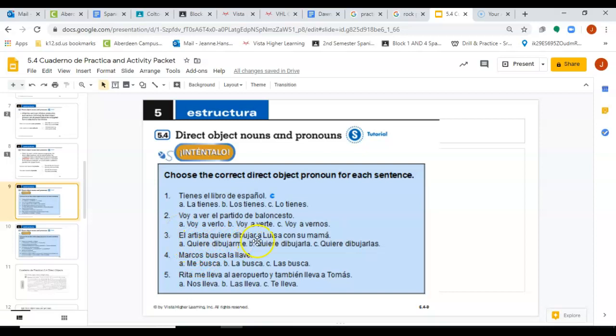The artist wants to draw Luisa with his mom. So the artist wants to draw them, correct?